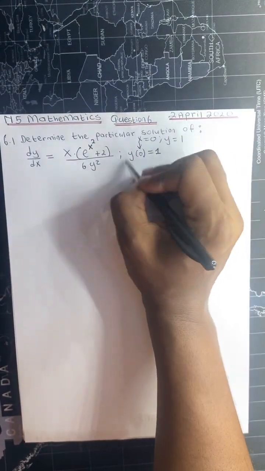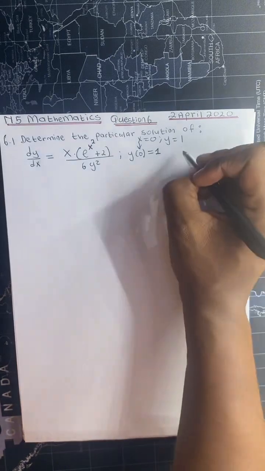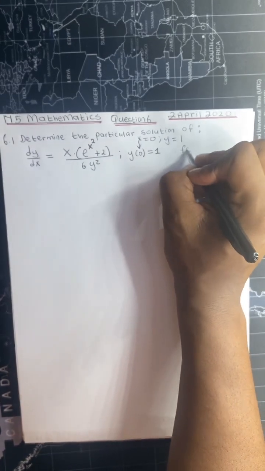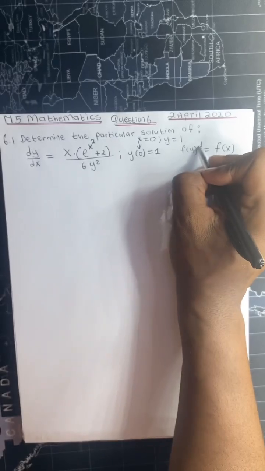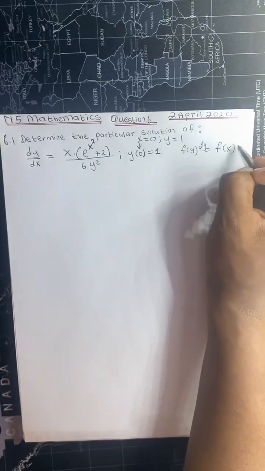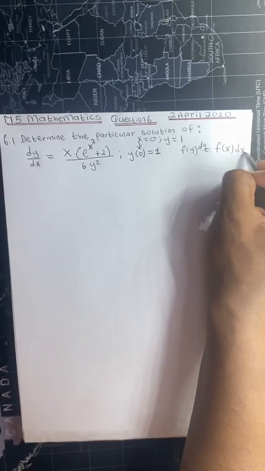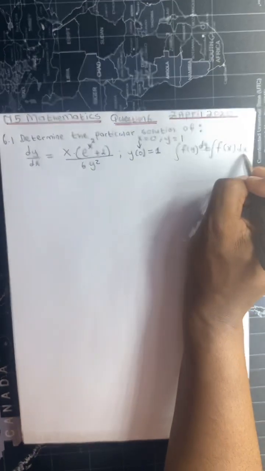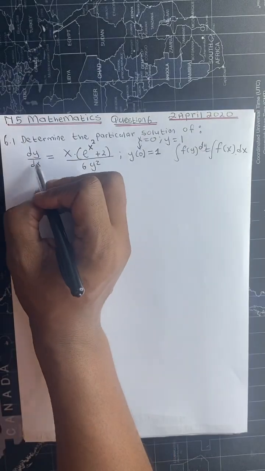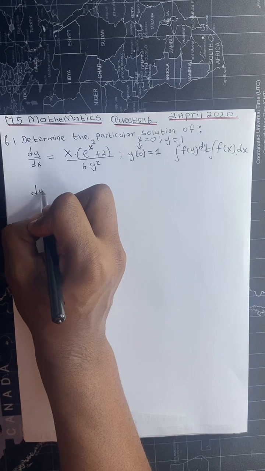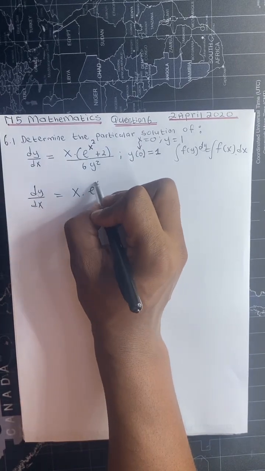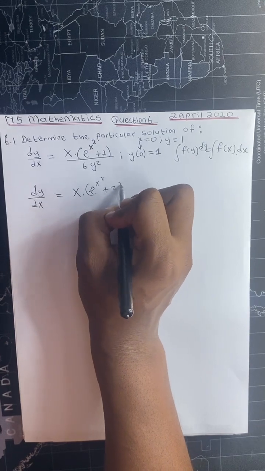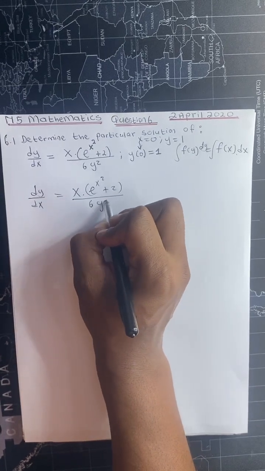That's what that means. So in this case we have to group all the functions with y on one side and all the functions with x on the other side, and we integrate these functions of y with respect to y and the functions of x with respect to x. So we have dy over dx is equal to x multiplied by e to the power x squared plus 2 divided by 6y squared.